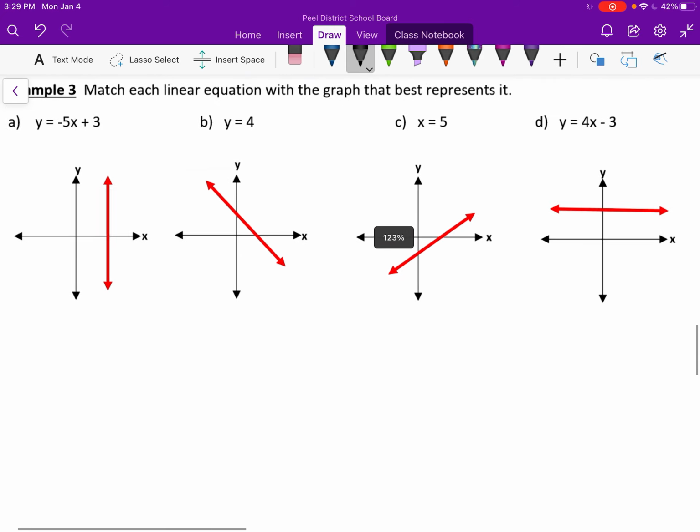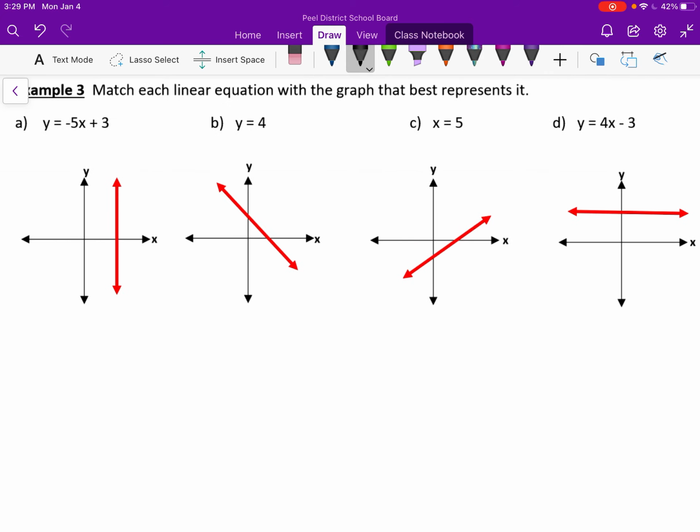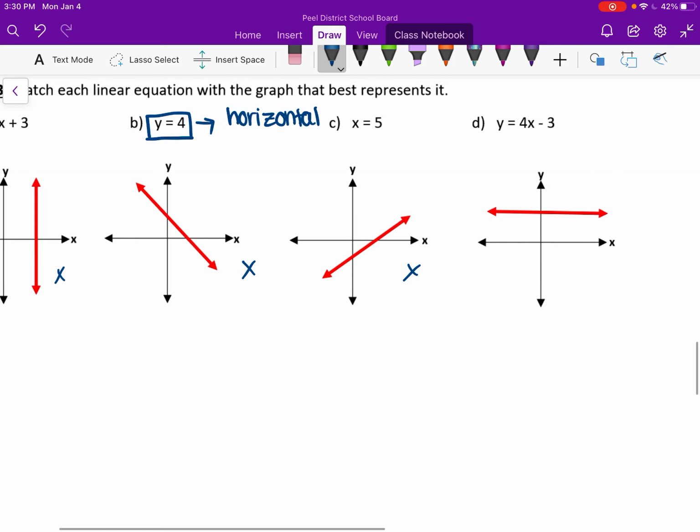And then if we go over to example 3, it says match the linear equation with each graph that best represents it. Let's just go in and do the ones that we know are the easiest first. I know that y is equal to 4 represents a horizontal line. So let's find which one of these represents a horizontal line. Not this one, not this one, not this one, but it is the last one. So this one is B.